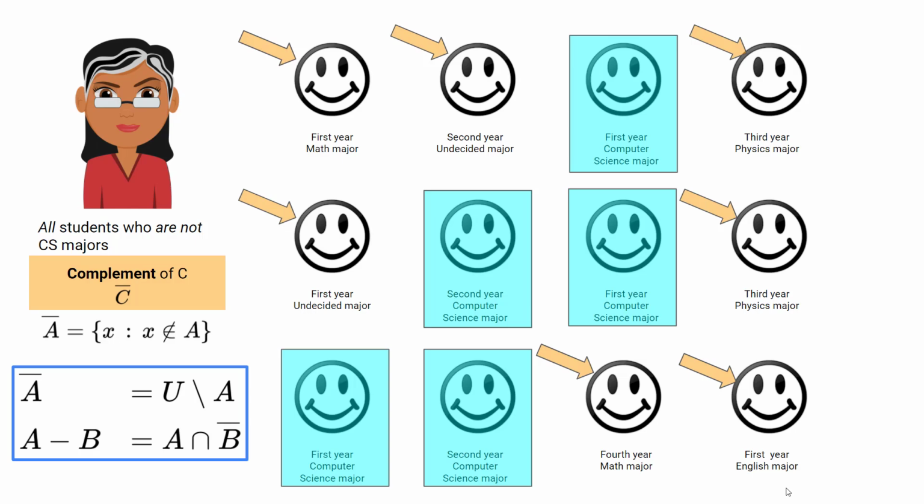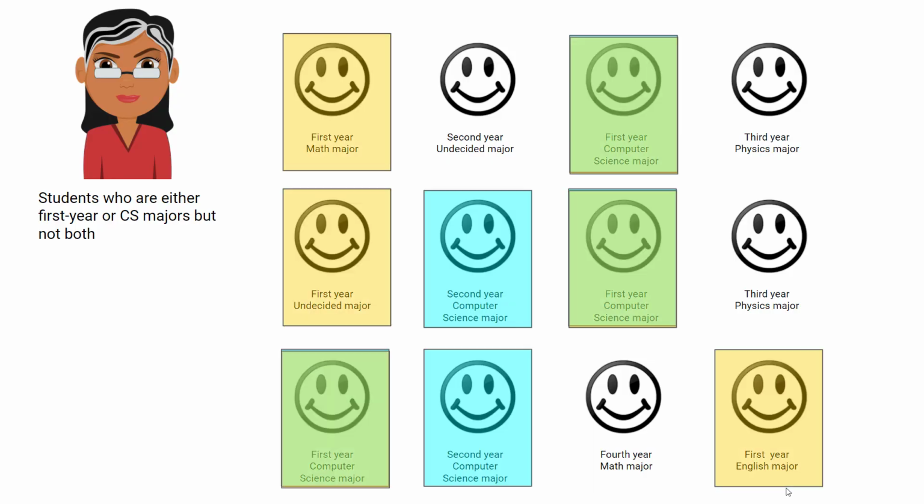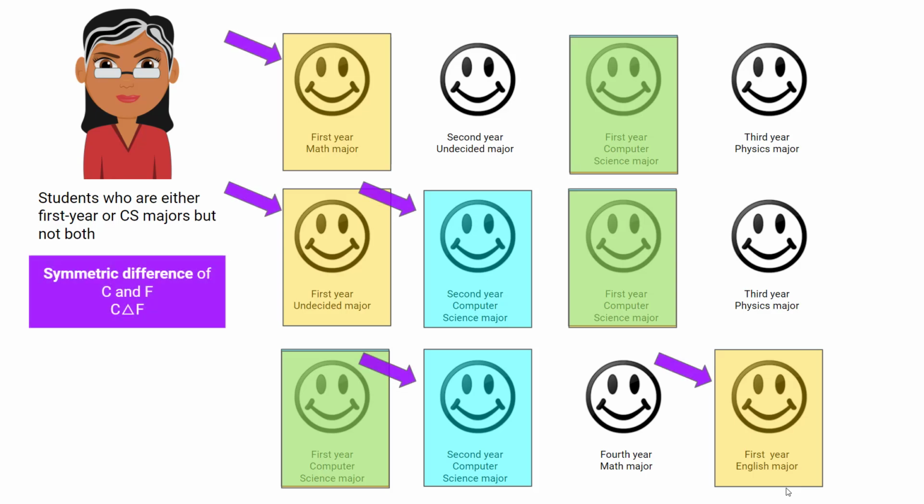Going back to our discrete math class, it turns out that the computer science department has its own message to send out about class registration to all the first-year computer science majors. So the instructor of the class didn't need to send the information to those students. She needed to send it to the students who are either computer science majors or first-year students, but not both. The set of students in that situation is called the symmetric difference of two sets.